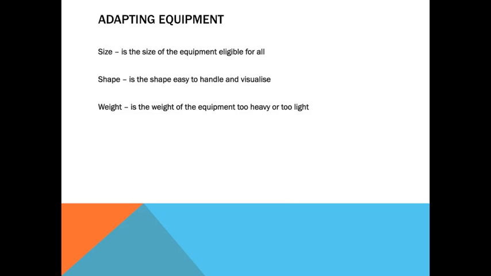Shape. Can the shape of the equipment used manipulate a game in order to make it more successful for all? For example, if the pupils are struggling to keep up with the speed of a round ball, they may change it into a ball which is slightly heavier and therefore will move slower.